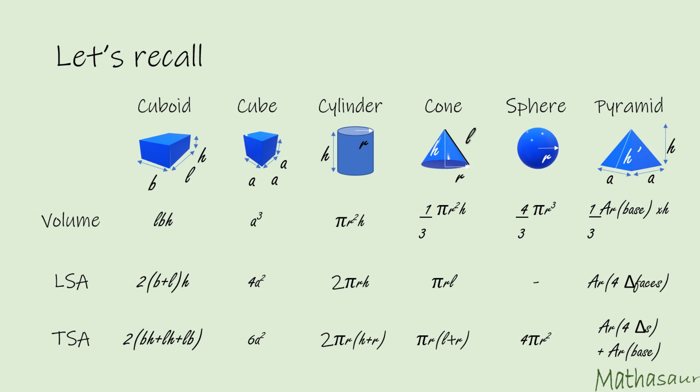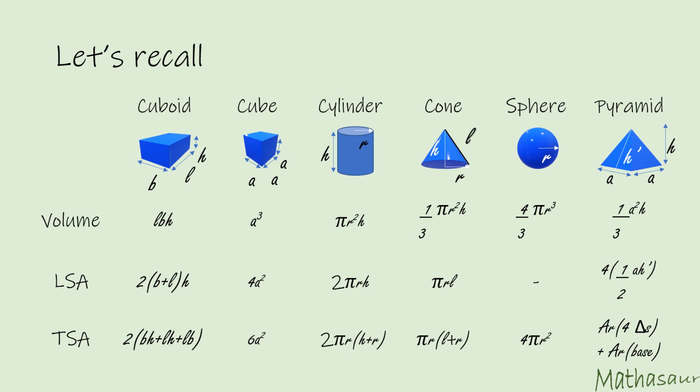Now let us take an example of a square base pyramid. The base would have a dimension a and the pyramid would have a vertical height h. Similar to a cone, a pyramid also has a slant height, let us call it h dash. Now the volume of a pyramid would be 1/3 times a square times h. A square is the area of the square base.